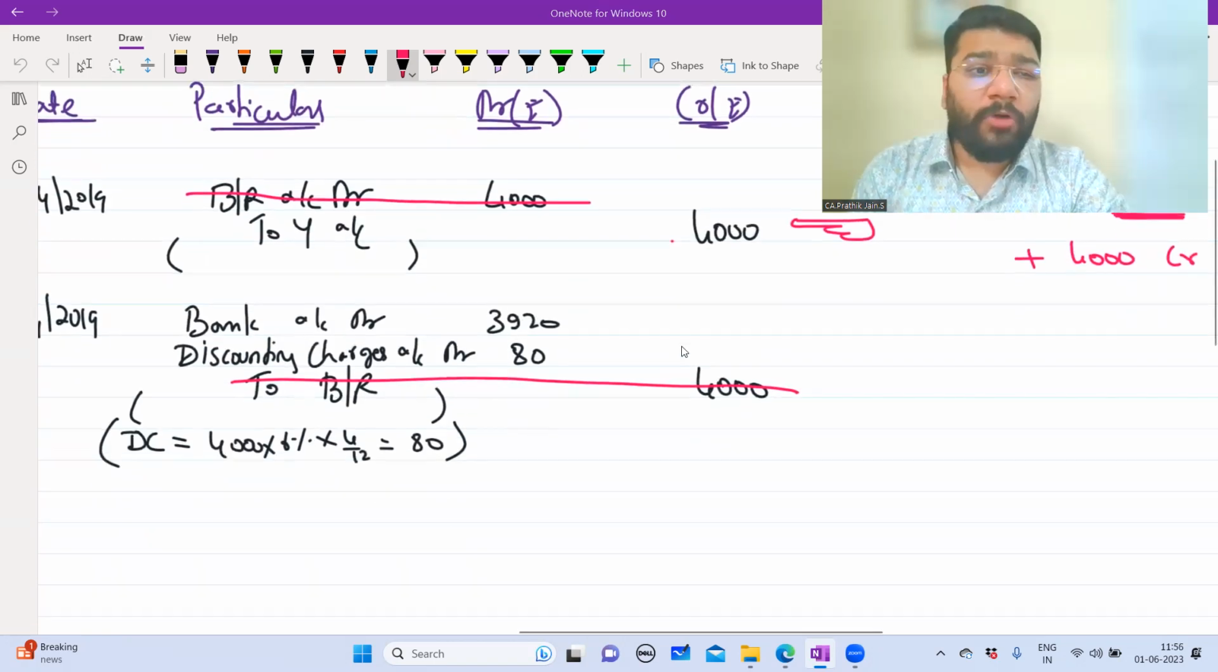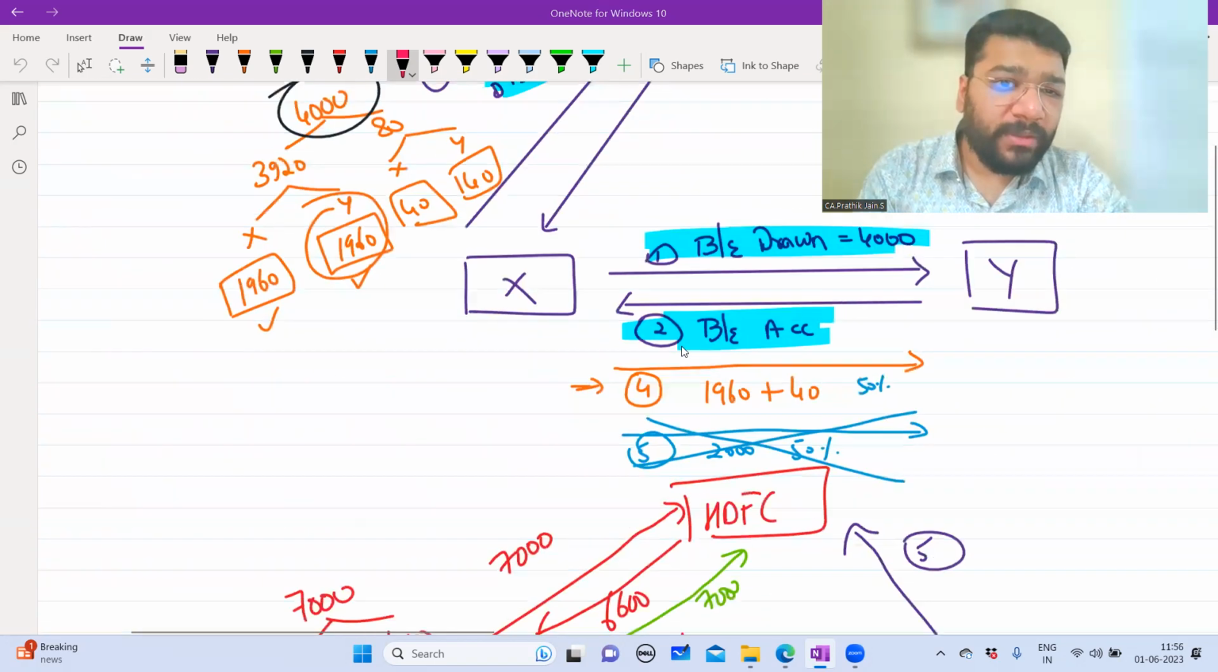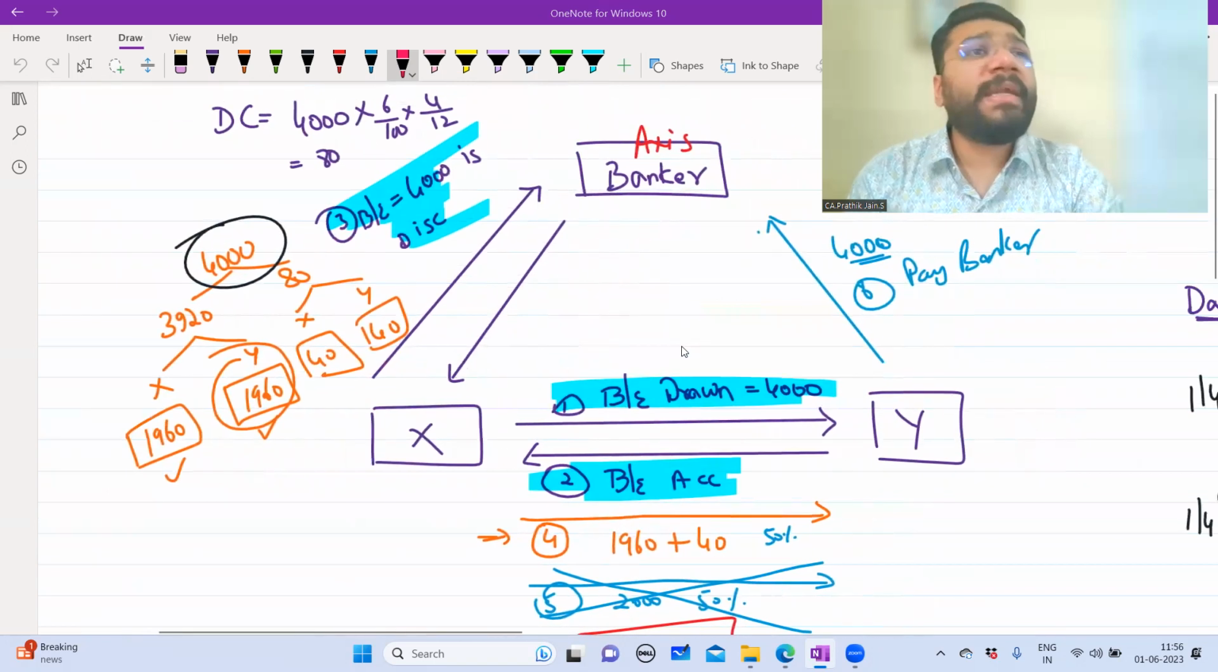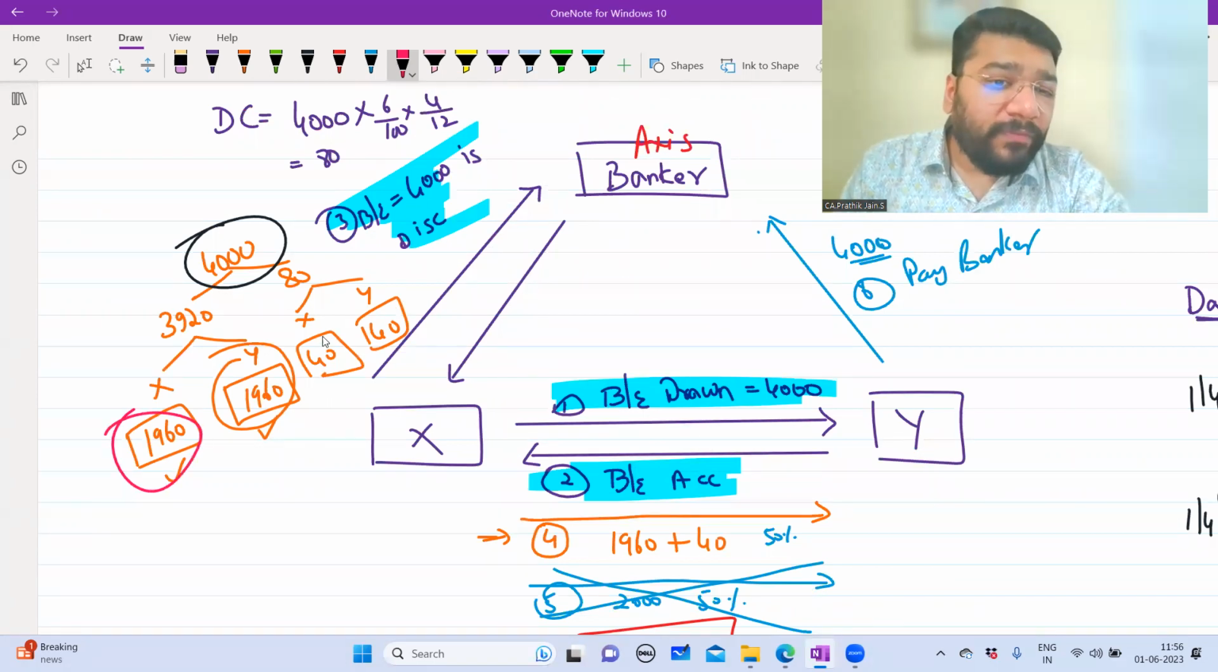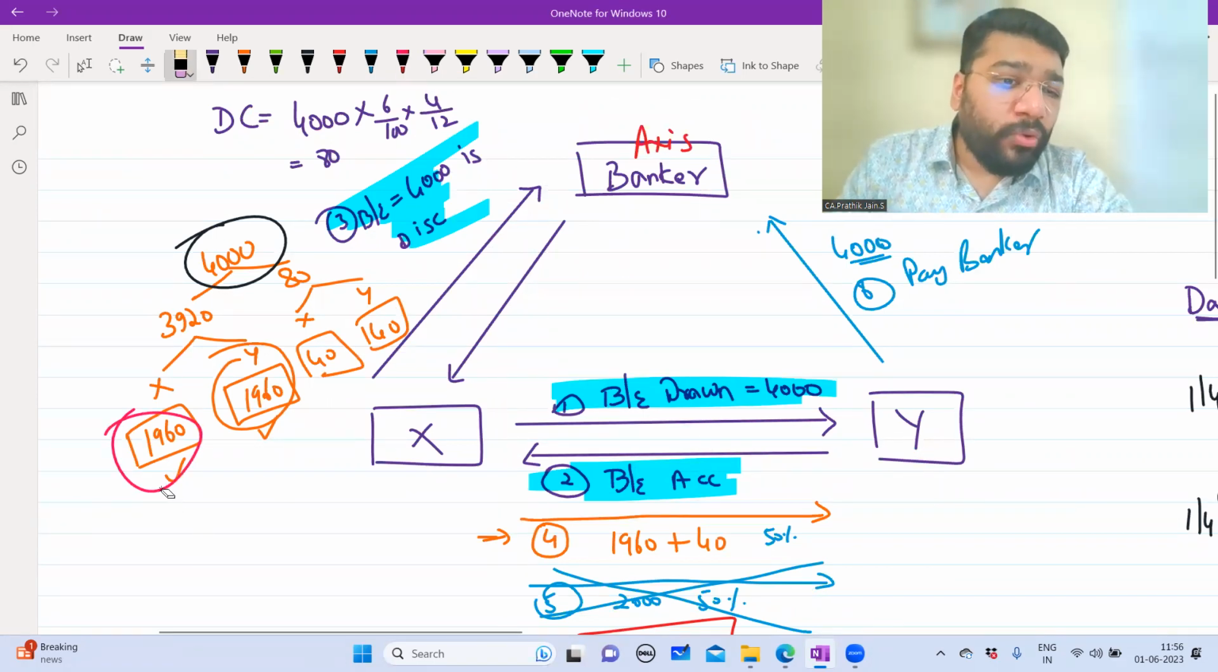Okay. Now, people, let's go in the order of the question. Now, guys, the bill is discounted. Who is currently having the total money of 3920? X is having. So, in that, half of the money and half of the charges, we have to give it to whom? Y.